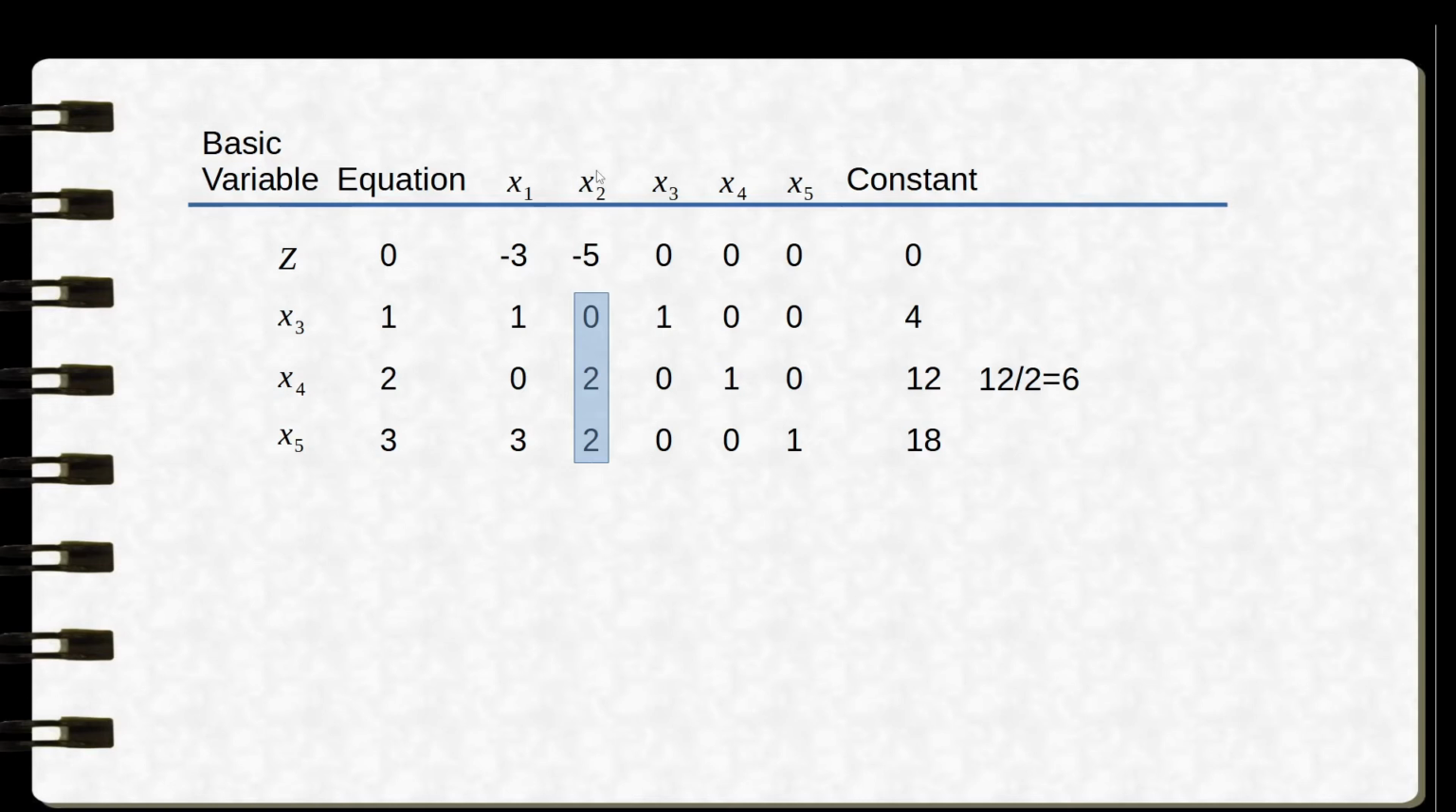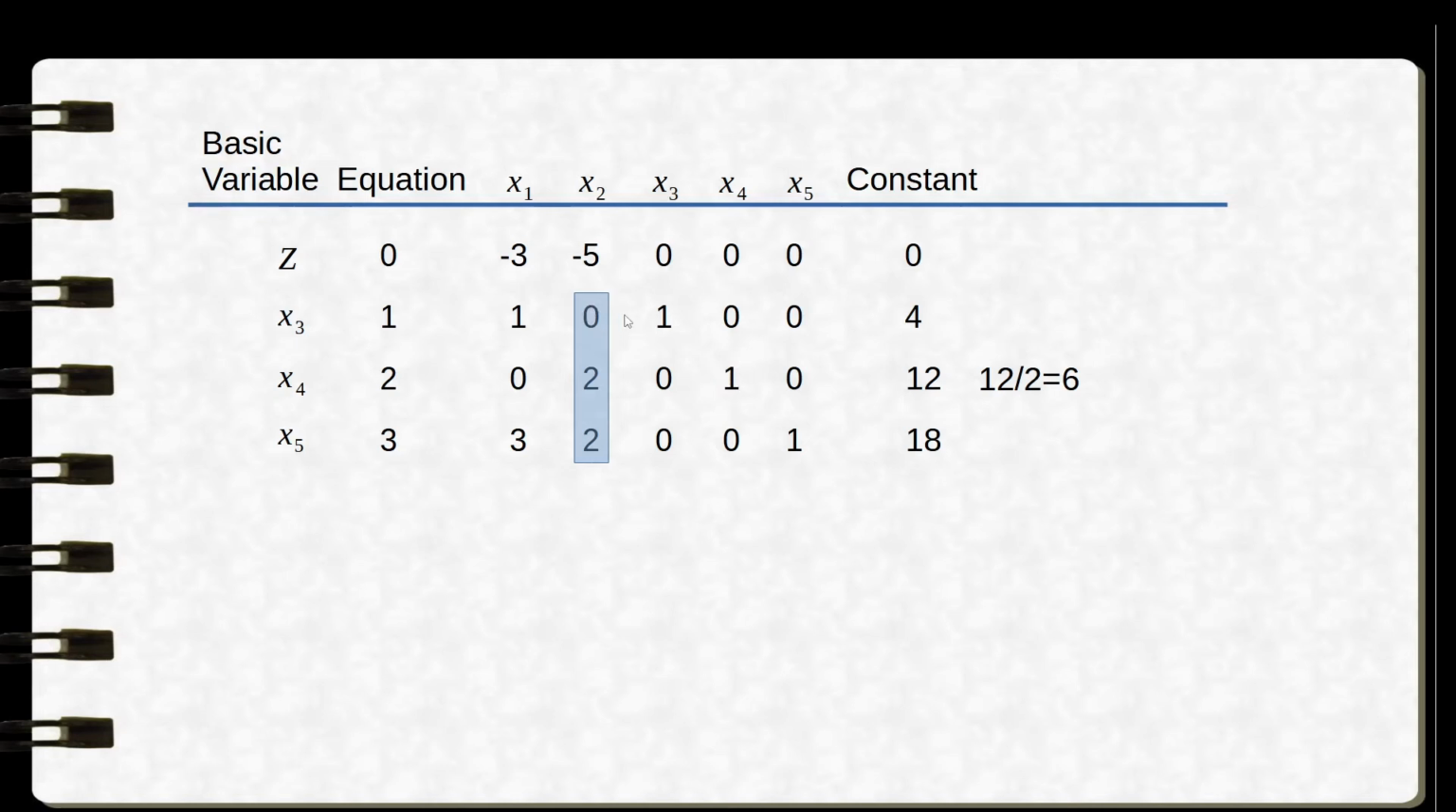Now, we find the rise of this entering variable in all the equations. So, the increase in the entering variable in each of these equations, that is 1, 2 and 3, is found as such. We take the entering variable x2 as 1 and the other variable as 0.